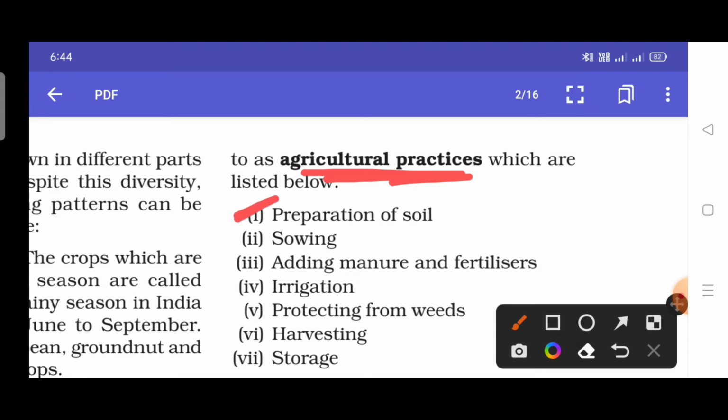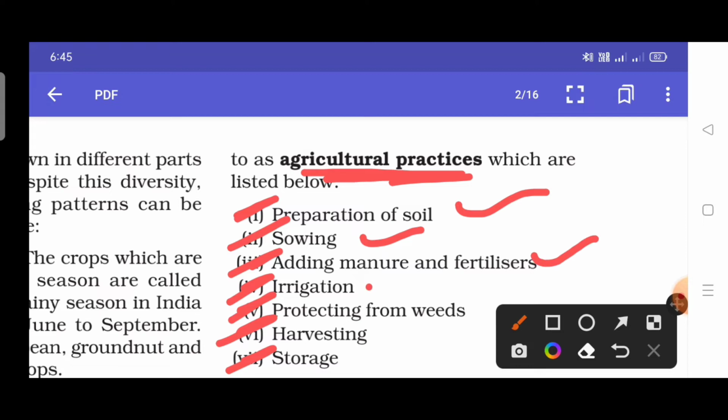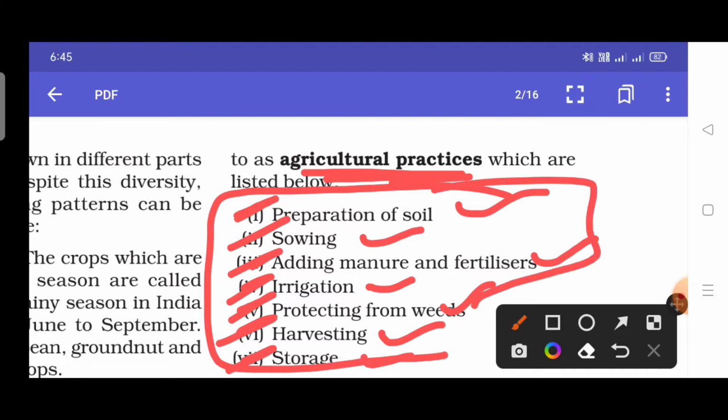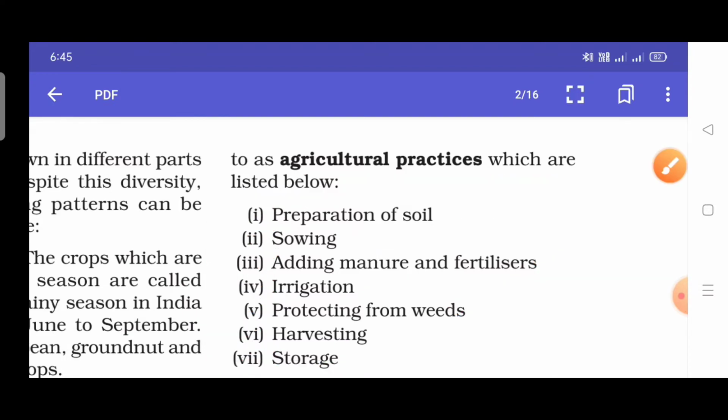First one is preparation of the soil, second one is sowing, third one is adding manure and fertilizer, fourth one is irrigation, fifth one is protecting from the weeds, sixth one is harvesting, and last one is storage of the crops. So preparation of the soil, sowing, adding manure and fertilizer, irrigation or watering, protection from unwanted plants, harvesting after the plant matures, and storage of the crops. These are the activities which we study further one by one.